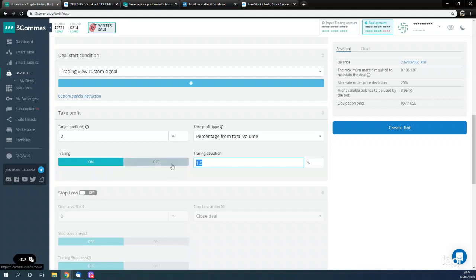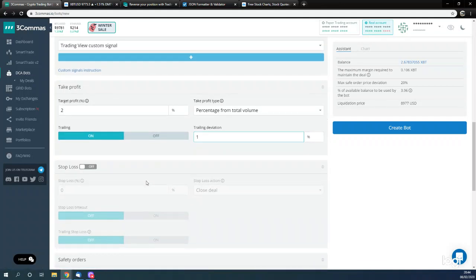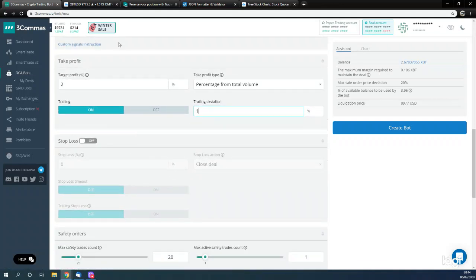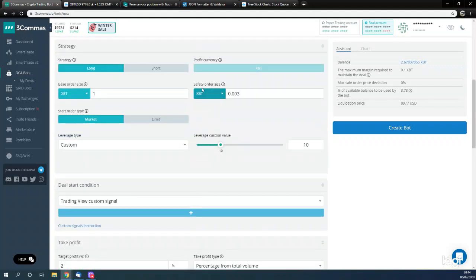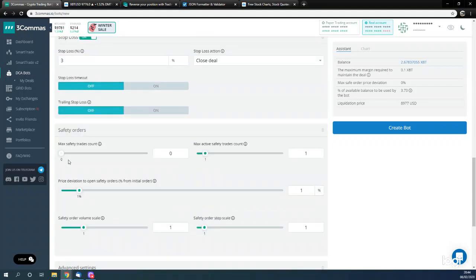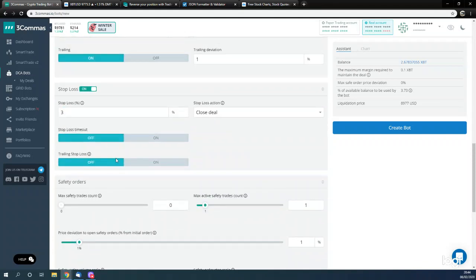In fact, I will actually change this to 1, just for the sake of how it will run on the strategy we're doing. So we're going to change that trailing deviation to 1. Then we have the stop loss. The stop loss is going to be 3%, but this says stop loss should not be lower than the last safety order. That's because this safety order says 20, but we're going to move that to 0 because we don't want any safety orders. So when it says up here safety order size, it doesn't really matter because we're not having any safety orders.